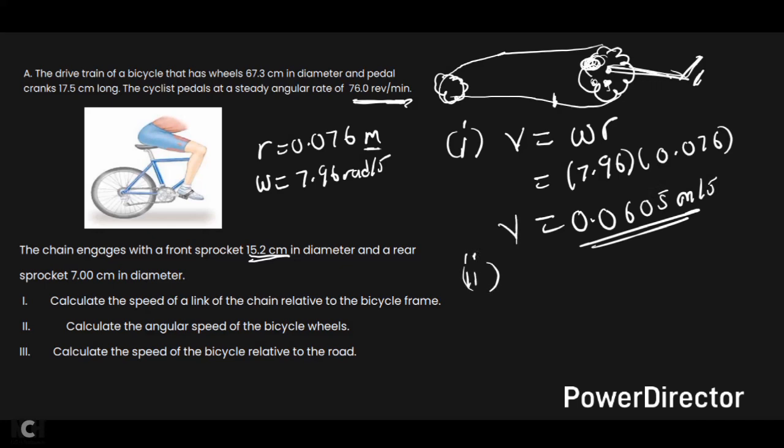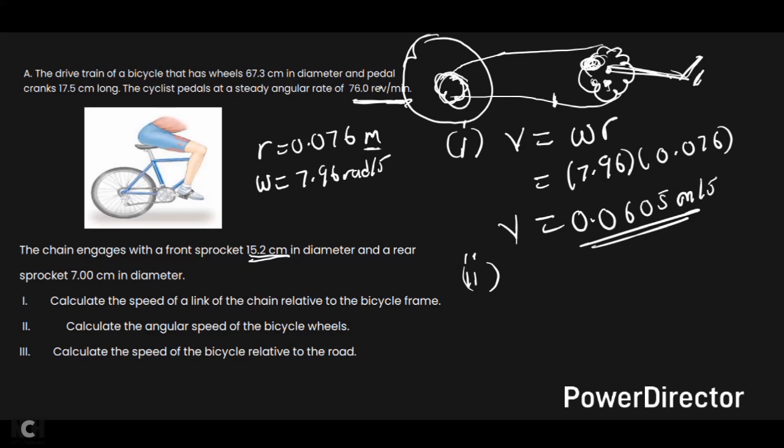The second question is saying calculate the angular speed of the bike wheel. So remember that this rear sprocket is the one that is connected to it. Meaning that the rate of the rear sprocket is equal to the speed of the tire, because the rear sprocket, which is the small one here, is equal to the speed of the tire. So how are you going to find that one? Remember that this rear sprocket is the one that is being moved by the chain.